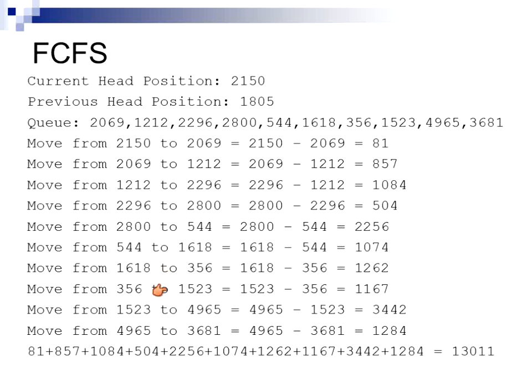Then we move to 1523, which gives us a distance of 1167. Then we move to cylinder 3442, and then finally, we move to 4965, which is a distance of 3442, and then finally to cylinder 3681, which is a distance of 1284.